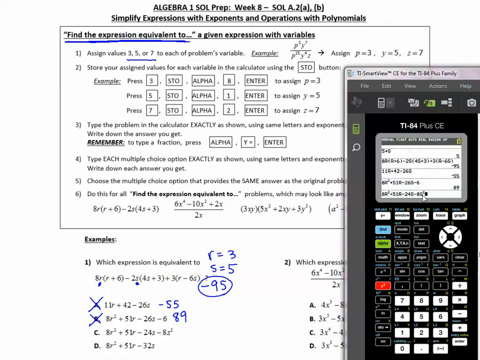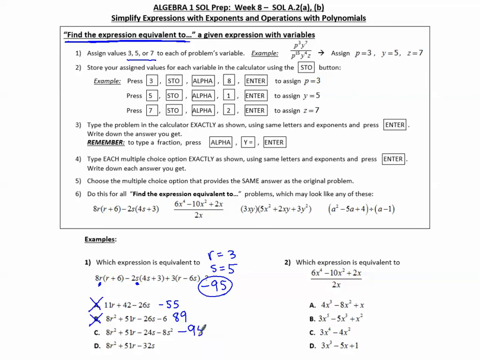Now I've typed what it says for choice C. I'll press enter. I see it gave me negative 95, just like what I wanted. So because it gave me the same value, that is my answer, because it says which expression is equivalent. Equivalent means equal. See that part of the word that's just like equal? And that's what I'm looking for, the numbers that are equal.